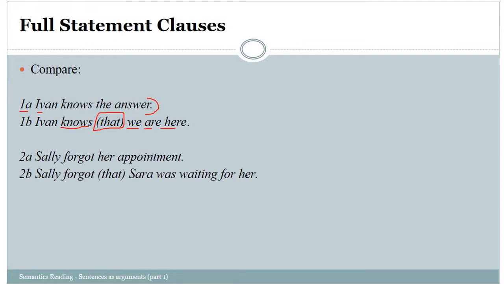So let's look at 2a and 2b. Sally forgot her appointment. You can see a sentence here. There is no embedded clause in these sentences, but with the same verb forget, we can create a sentence like Sally forgot that Sarah was waiting for her. So again, there is a full statement clause here, which is connected to the predicate with that, optional that. Sarah is the subject of the full statement clause, and was waiting is, let's say, the predicate. For her is again a prepositional phrase.